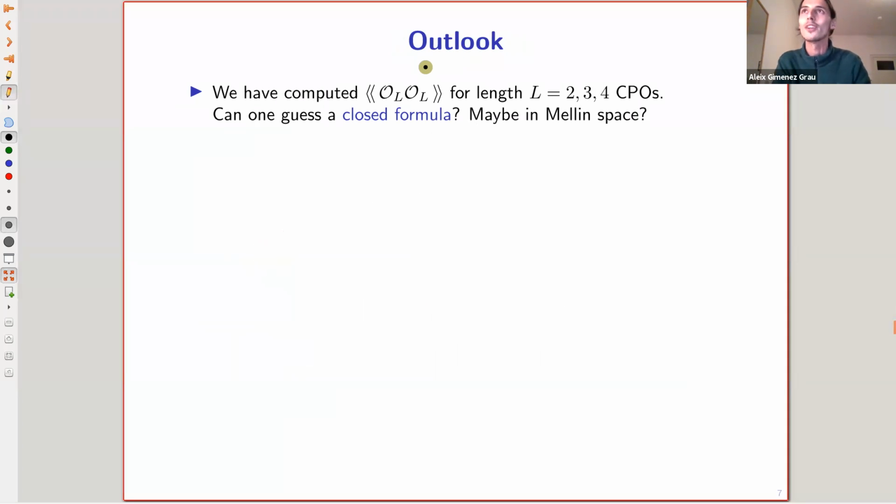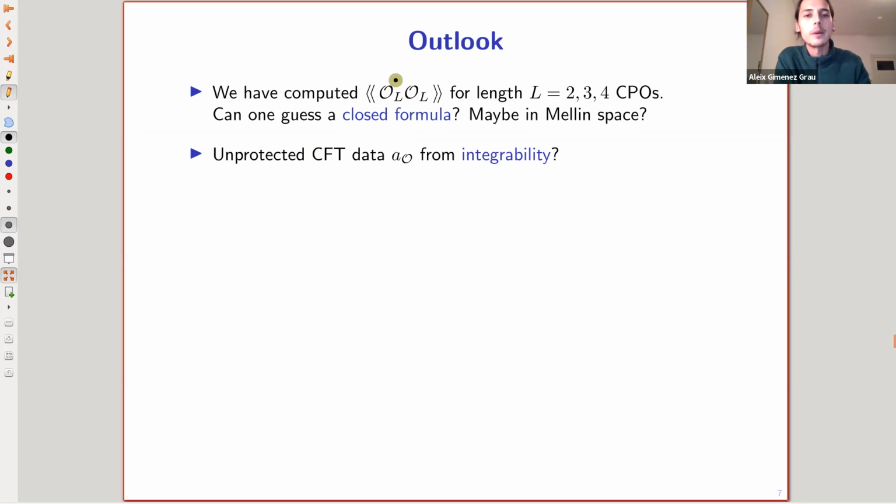So maybe let me conclude with some outlook. As I was saying, we computed the 2-point function of the 20 prime operator, but we actually also considered chiral primary operators of length 2, 3, and 4. And in principle, our methods could also work for bigger operators. It's just a matter of computing everything in Mathematica. Now, the motivation to study larger operators is that perhaps it's possible to find some closed formula. So perhaps in some nice representation like Mellin space, it would be possible to derive the full correlator for arbitrary length.